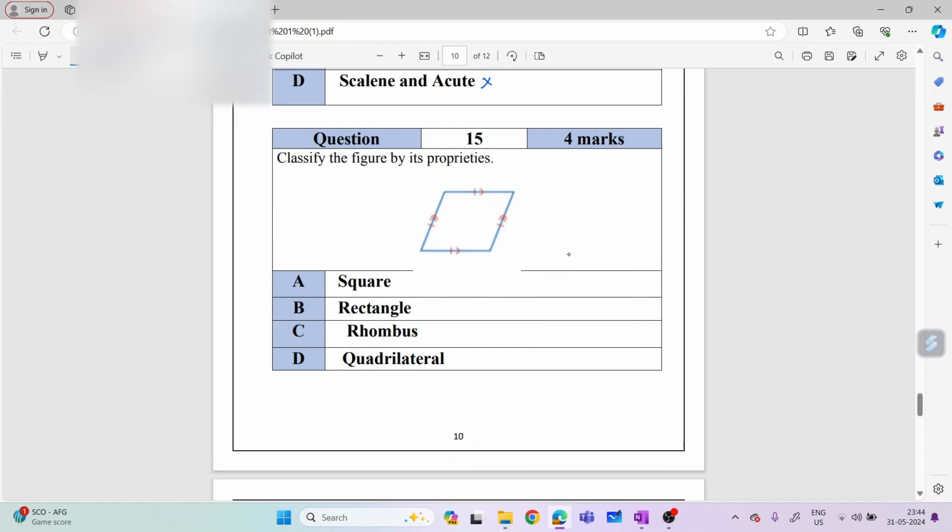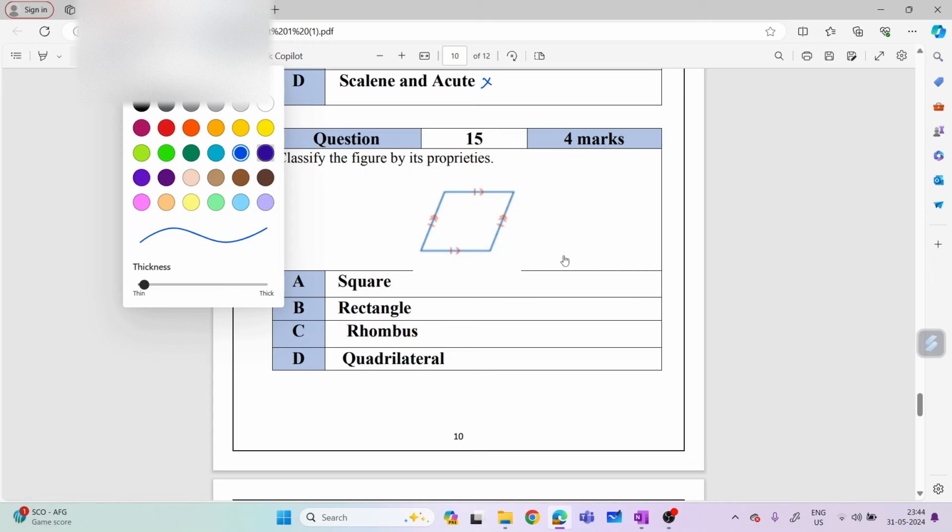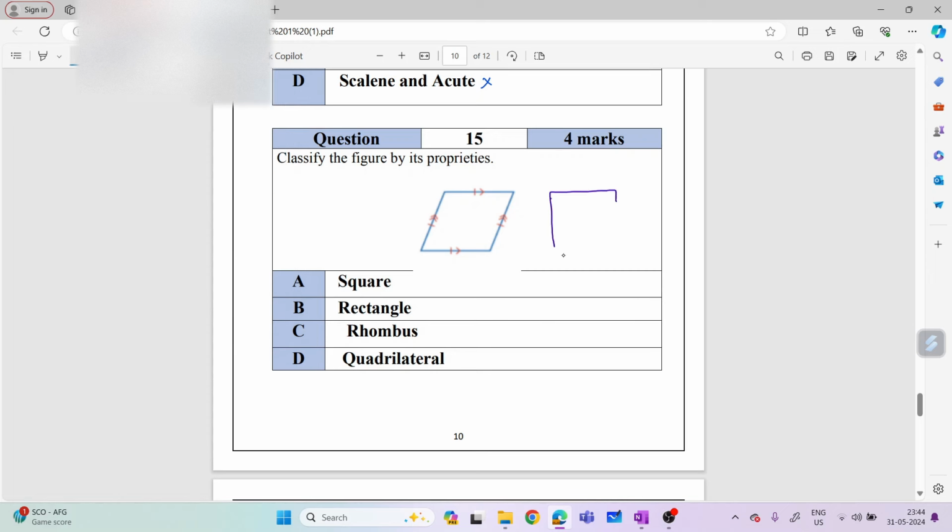See here. Classify the figure by its property. You see, square and rhombus are same. This is a square. Four sides are equal. In the rhombus also four sides are equal. And this angle is 90 degrees. This angle is 90 degrees. This angle is 90 degrees in square. So square is also there, rhombus is there. There is no rectangle, no quadrilateral. Answer is square or rhombus. You see, this angle is not 90 degrees. So this is a rhombus.